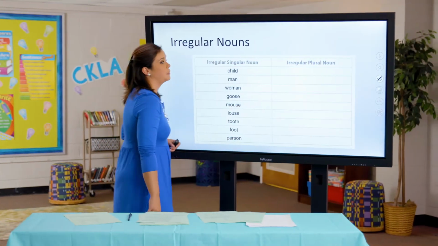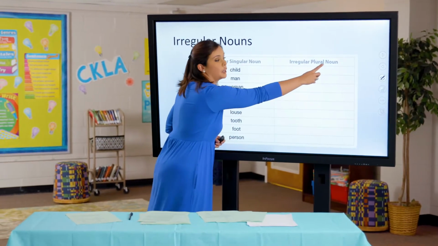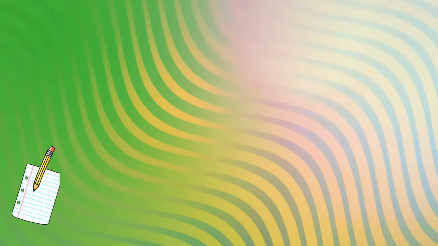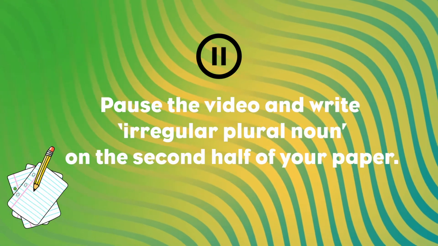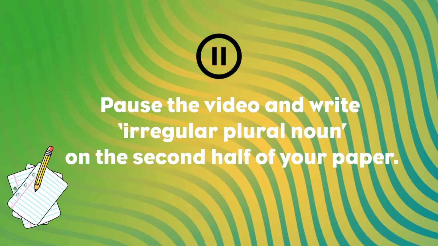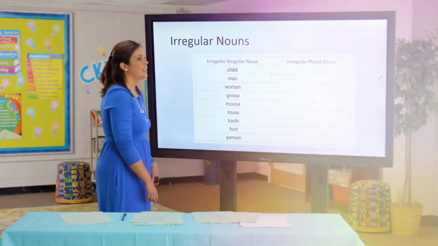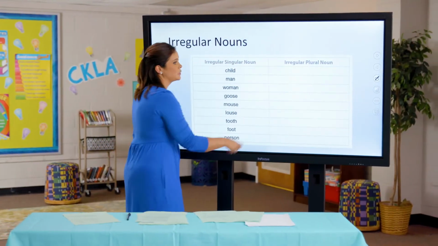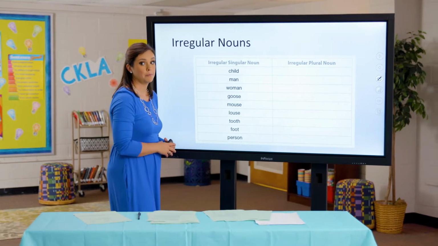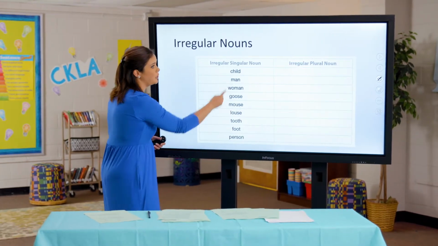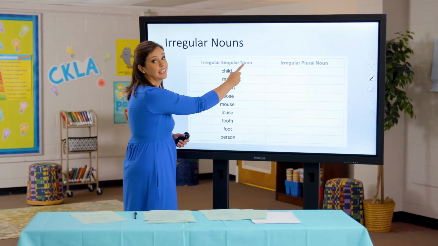On the other half of your paper, write irregular plural noun. Pause the video now and press play when you're ready. Now that you have both of these headings, go ahead and fill these words in on your paper. Go ahead and pause and then come back when you're ready, and make sure you put these words under irregular singular noun.